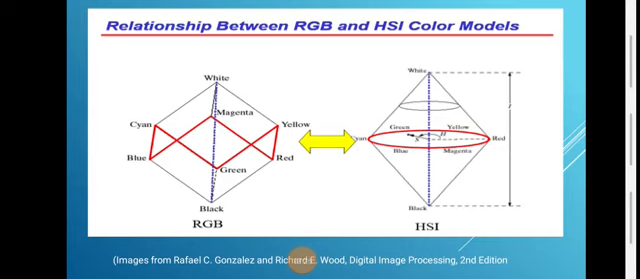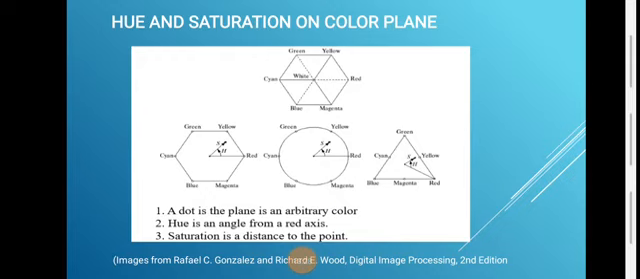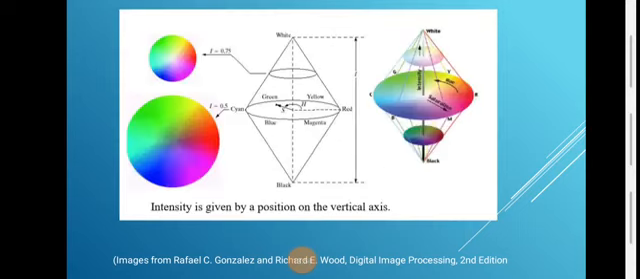The second graph is the hue and saturation in the HSI model. The dot represents an arbitrary color. The angle from the red axis gives the hue, and the length of the vector gives the saturation. The intensity of all colors in any of the planes is given by the position of the plane on the intensity axis, which is the vertical axis, when we take the plane as a circular model.